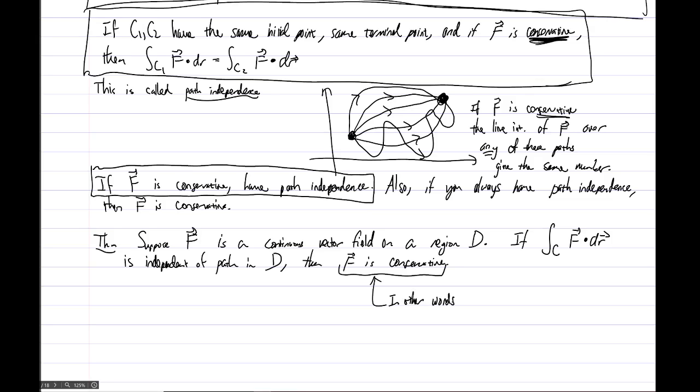what is, if F is conservative? This just means that there exists a function lowercase f such that capital F arrow is equal to the gradient of lowercase f.